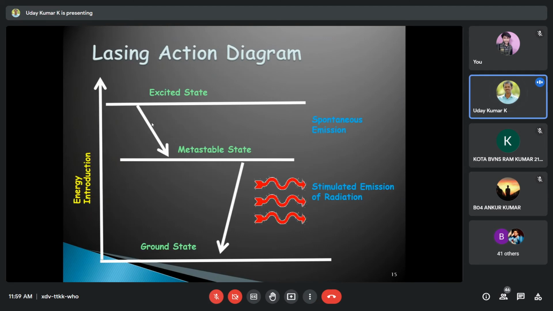Look at here. So this is what I'm talking about basically. You have a ground state, an excited state, and a metastable state. From the excited state to the metastable state, obviously you'll have a spontaneous emission only. So once all these atoms reach the metastable state, they stay for a longer time. Then you can create the stimulated emission, so that more photons will be released. And that will trigger the laser action.